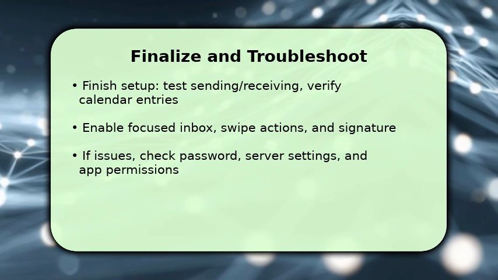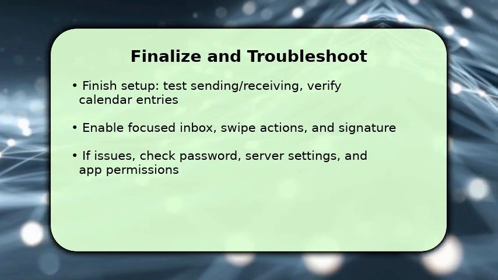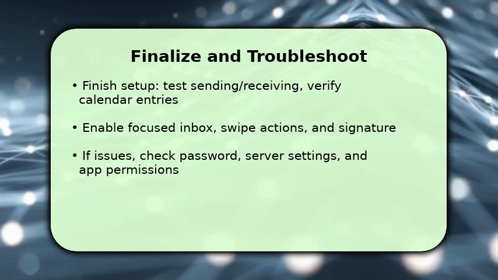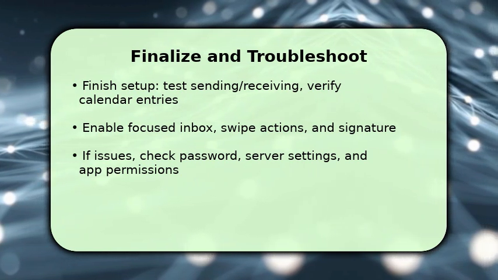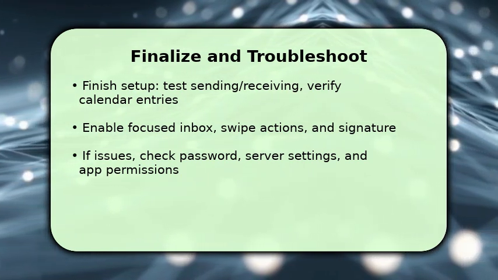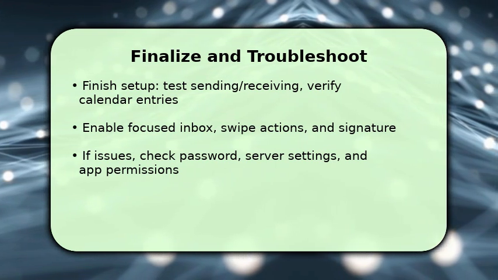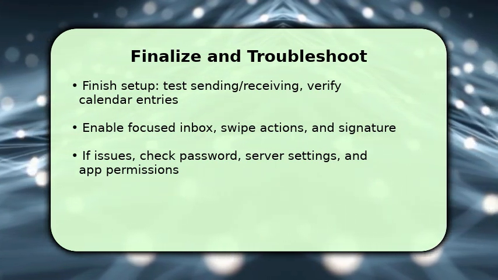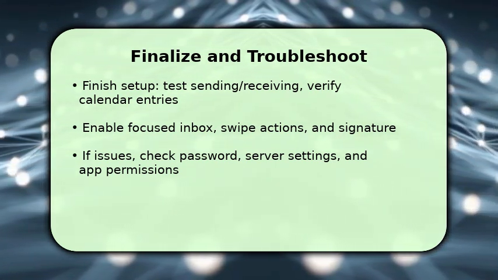If something goes wrong, check your password first, then server settings and app permissions, re-enter credentials, and reauthorize any 2FA prompts. If mail still won't sync, restart the phone and clear Outlook app cache before trying again so the app can rebuild its local index.